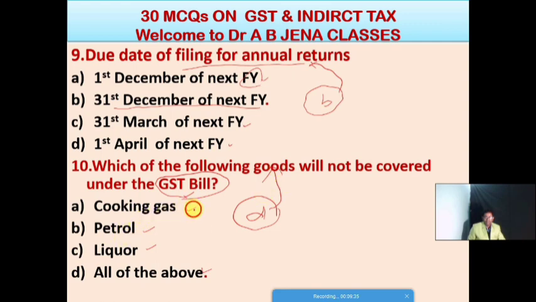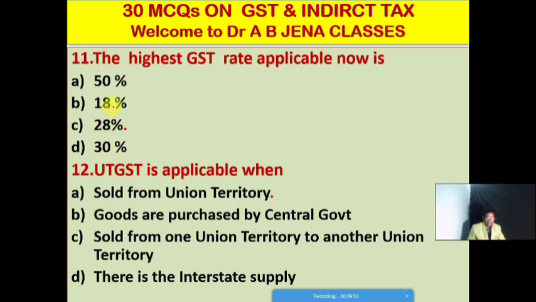So cooking gas will not be covered under the GST bill. Petrol also will not be covered under the GST bill. Liquor will also not be covered under the GST bill. So the right option is D. Dear friends, you will get this question frequently. Yes. Next one. All of us know, more or less we know.